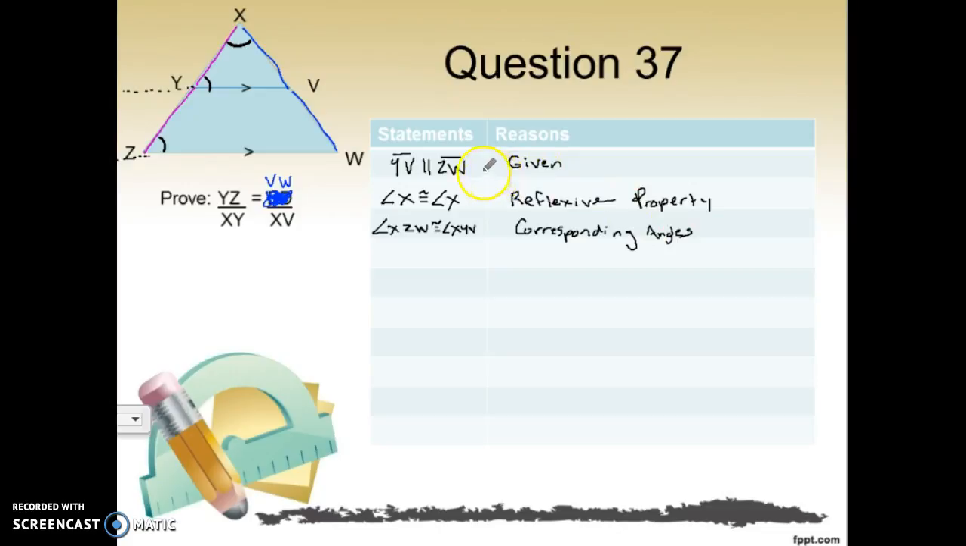All right, the next thing we want to do is look at angles, we want to know that these two angles are congruent. And again, we know that because they're corresponding angles of these two parallel lines. XW is the transversal there. So I'm going to say that angle XWZ is congruent to angle XVY. And again, that's because they're corresponding angles.